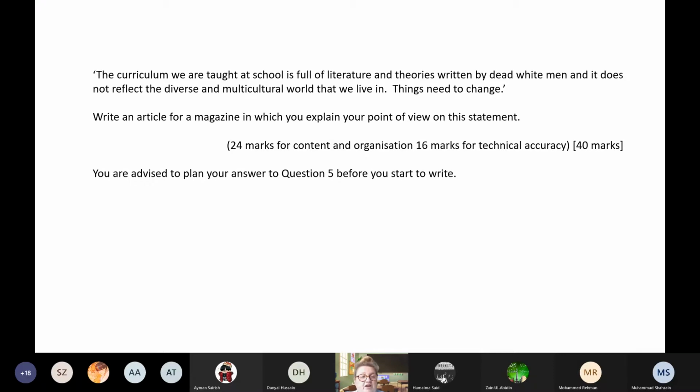So the question is: the curriculum we're taught at school is full of literature and theories written by dead white men, and it does not reflect the diverse and multicultural world that we live in. Things need to change. Write an article for a magazine in which you explain your point of view on this statement. Now, this is a question that you can see is linked in some way to the 2 texts that you've looked at today. And this is why I say to you that it's always a good idea to read the extracts first before you do any of the writing.